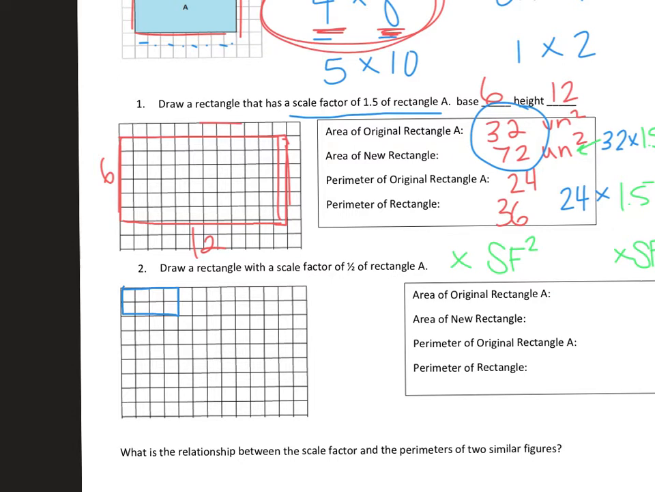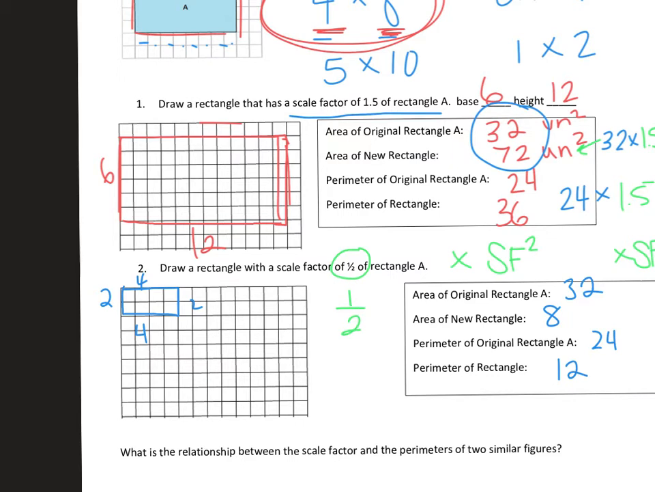The original area was 4 by 8. That's 32. The new area is 2 by 4, which is 8. The perimeter of the original one is still 24. And the new perimeter is 4 plus 4 plus 2 plus 2, which is 12. So remember, our scale factor is a half.